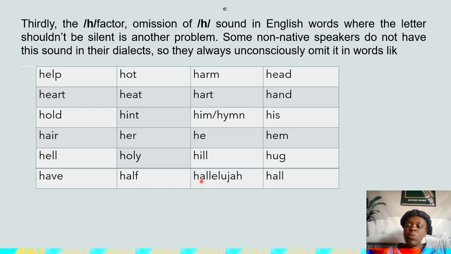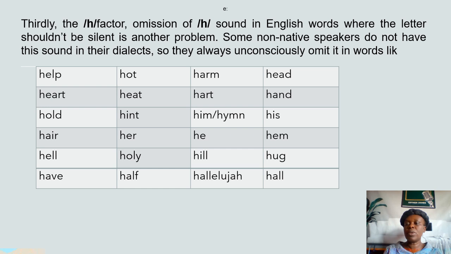So when you have the one that starts with an H, remember to pronounce it as hallelujah, as if you are breathing with your mouth. That's the H sound. And then the last one is hall. All right.